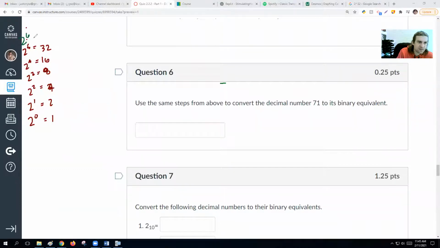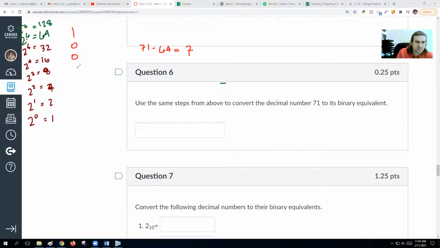We got 2 to the 6th power is 64. All right, 2 to the 7th power is 128. Okay, that's bigger than 71. So we start, okay, so we'd have a 64. What's 71 minus 64? How much is left over? That would be 7, right? Yeah. All right, so we'd have 0 32s.